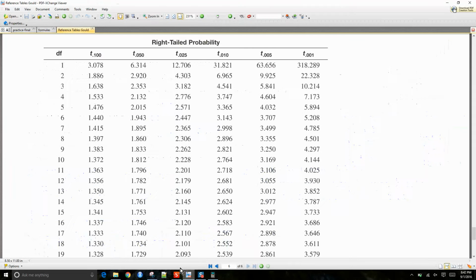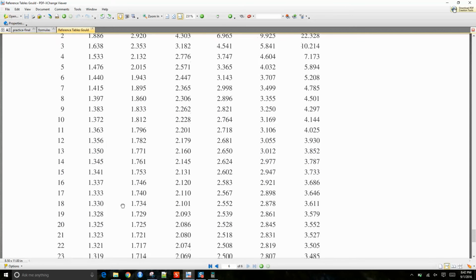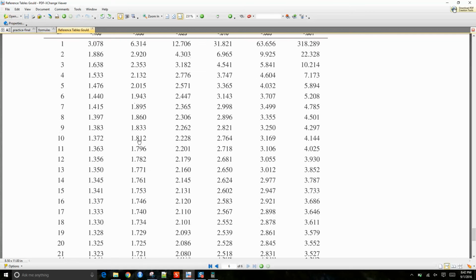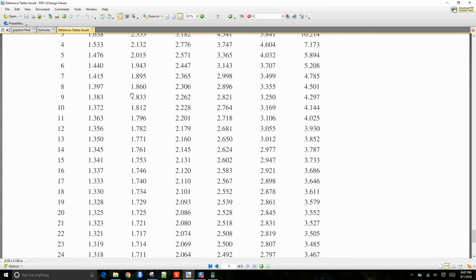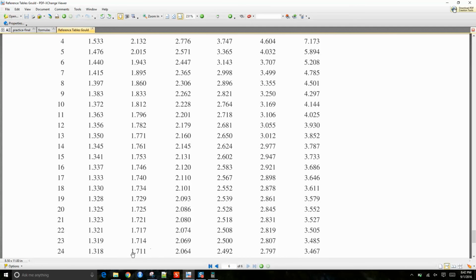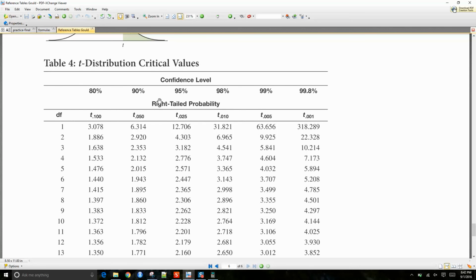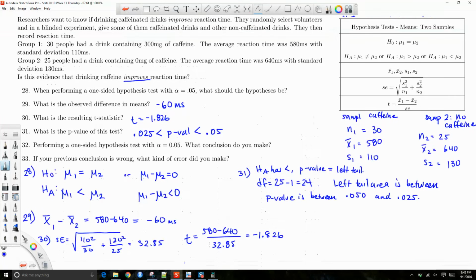Did I make a mistake here? Yeah. 24. So we would pretend there's negative signs in front of all these numbers, right? So 1.826 is in between these two numbers, okay? And then that means our corresponding left tail, because we're changing everything to negative, is going to be between 0.05 and 0.025.